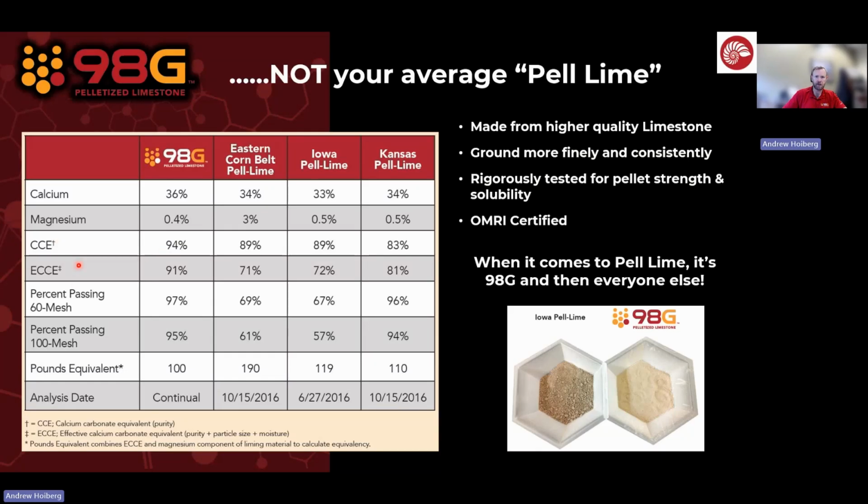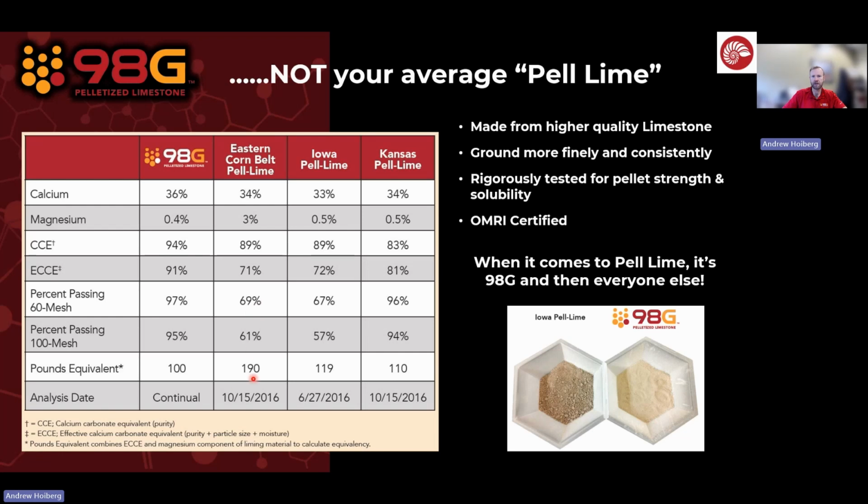It also has the best effective calcium carbonate number, and again, that combines the fineness, the moisture content, and the purity of the material. So you can see that when we're looking at some of these various other materials that are available in the Midwest, we've got somewhere between a 10 and a 20% increase in that effective calcium carbonate equivalence. And so what that translates to is a lower application rate with 98G when we compare it to the other ones. So even if cost is a little bit lower for some of those other materials, when you factor in that additional material you need to achieve the same type of performance, 98G will often come in at the same price or even a little bit lower once we factor in those application rates.